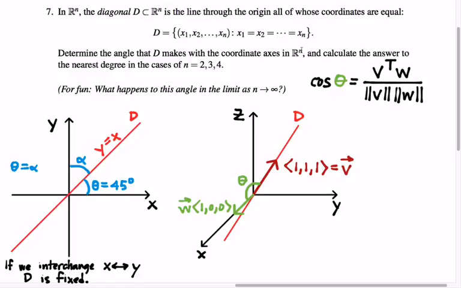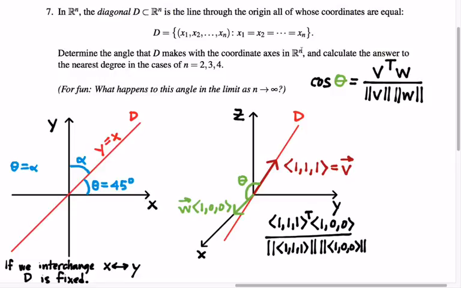So now this formula gives me the way forward. I just need to take 1, 1, 1 and take its dot product with 1, 0, 0 and then divide by the product of the magnitude of 1, 1, 1 with the magnitude of 1, 0, 0. And that's going to give me the cosine of theta. So one of those magnitudes is really easy. What's the magnitude of 1, 0, 0?